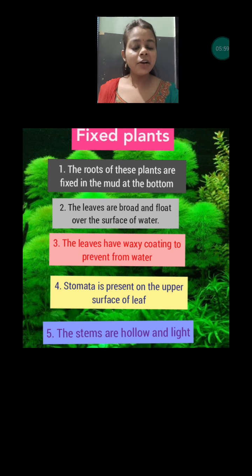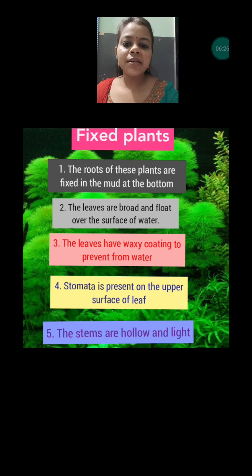Okay, first of all, the leaves are very broad and float over the surface of the water. Second, their leaf has the stomata, which is only present on the upper surface. Okay, the lower surface is all the time in contact with the water, and the stomata will be blocked, so there is no need to have the stomata on the lower surface of the leaf. The stomata is always present on the upper surface.